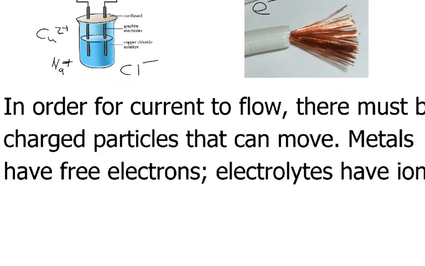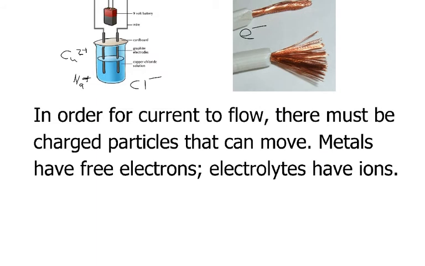Okay, so in any case, bottom line, in order for current to flow, there must be charged particles that can move. Now, metals have free electrons, and electrolytes have ions. An electrolyte is basically a salty solution in a liquid. We call it an electrolyte if there are ions dissolved in a liquid. All right, so those are the two main ways that you can have current flow.